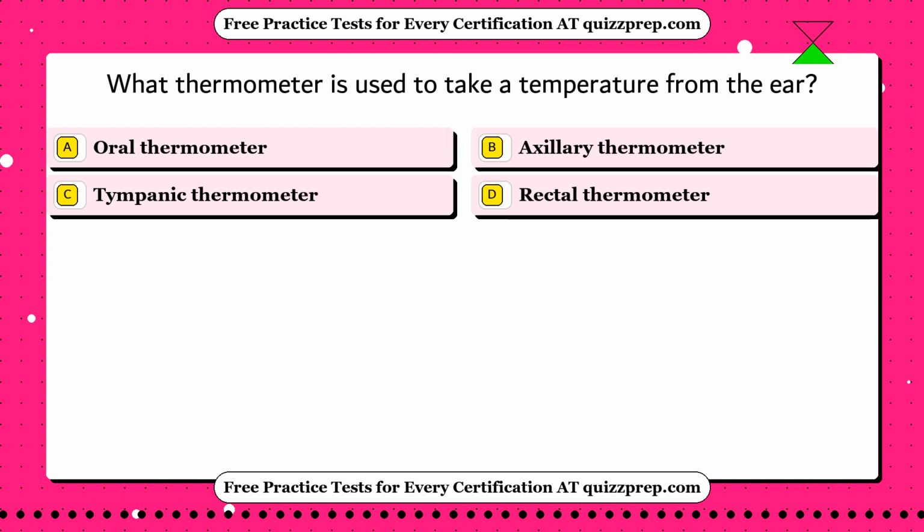Question 60. What thermometer is used to take a temperature from the ear? Option A. Oral thermometer. Option B. Axillary thermometer. Option C. Tympanic thermometer. Option D. Rectal thermometer.